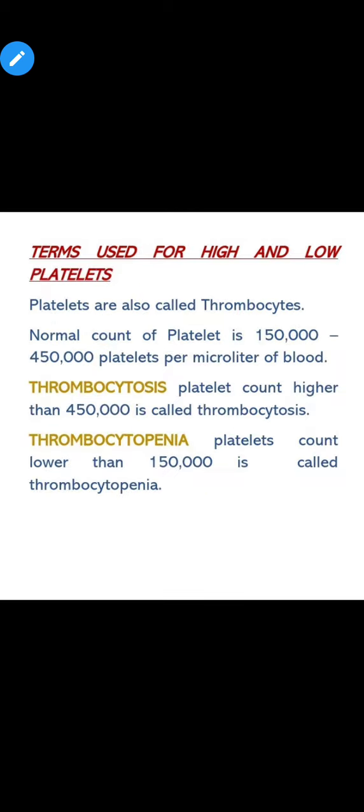Terms used for high and low platelets. Platelets are also called thrombocytes, and the normal count of platelets or thrombocytes is 150,000 to 450,000 platelets per microliter of blood. We use the term thrombocytosis if the platelet count is higher than 450,000. So thrombocytosis is a condition in which you have a high blood platelet count.